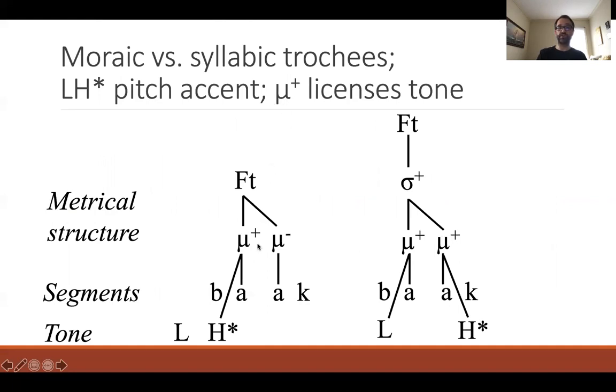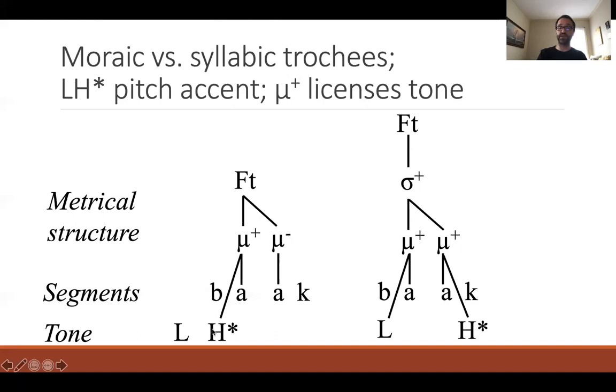Here you have a moraic trochee, and the pluses and minuses are not really meaningful. They're just notational devices to show you what a head is and what a dependent is. And for the moraic trochee, it basically means the first mora of a long vowel will be the head, and the second mora will be the dependent. And in my work on Franconian tonal accent, I have assumed that, at least in some Franconian dialects and also other languages that I've worked on, you have these restrictions that only strong moras can license a tone. So here it would be the foot head that can license a tone.